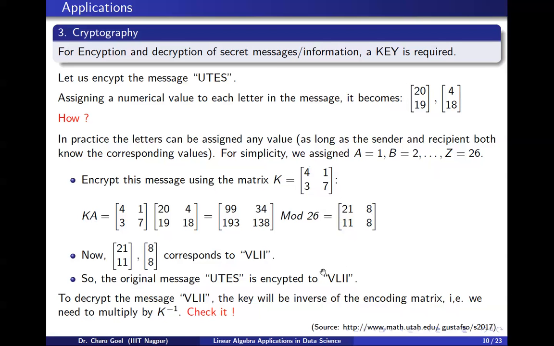So when the receiver gets this word VLII, they will use this assignment and change the letters back. So we have come from this word to this word. Now let us go back from VLII to UTES. The recipient will change VLII to 21, 11, 8, 8 and then pre-multiply it by the key, that is K inverse. And that, taken modulo 26, will give us A. And once the receiver has got A, which was 24, 19, 18, he will again use the assignment of these numerical values to the alphabets and go back to UT.